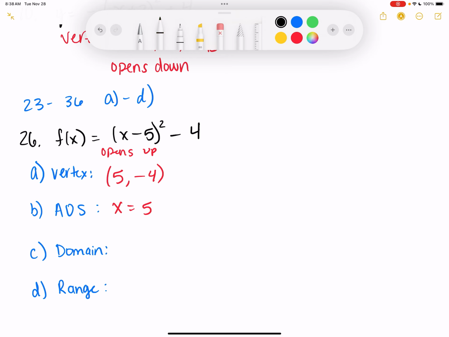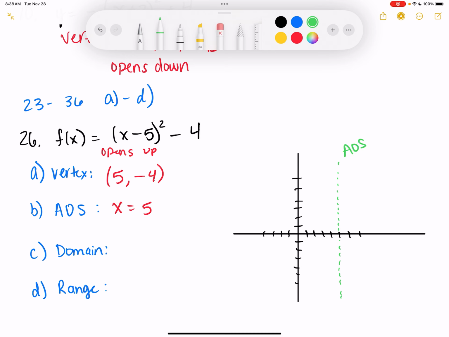So I'm going to set up. First and foremost, I'm going to draw on my axis of symmetry as a dotted line. So at x equals 5, I'm going to have a dotted line that symbolizes my axis of symmetry. Then I'm going to plot my vertex point. The vertex point is always going to be on your axis of symmetry. If for some reason it's not, you've done something wrong. So at 5, -4, that's my vertex right there.